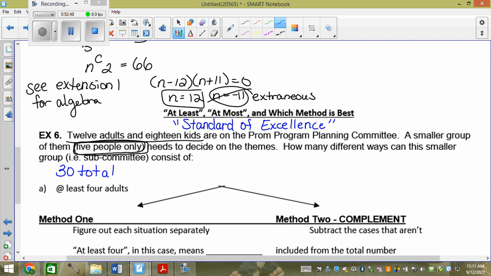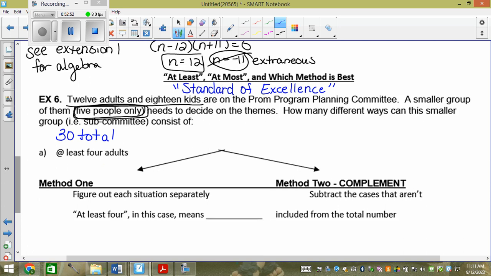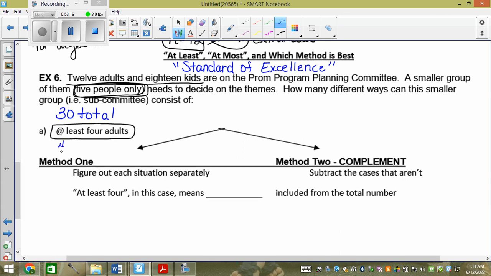It will always be a combination. It's a 5-person committee with no jobs. So it's a combination. Now here, I need at least 4 adults. Think of it as money. When it's at least or most, think of it as money. I'm going to a store and I need at least $4. What does that mean? $4 or more or $4 or less if I need at least $4 to buy anything? $4 or more. So if I need at least 4 adults, I need 4 adults or more. Okay, so let's try it out. So I need at least 4 adults. I need 4 or more.